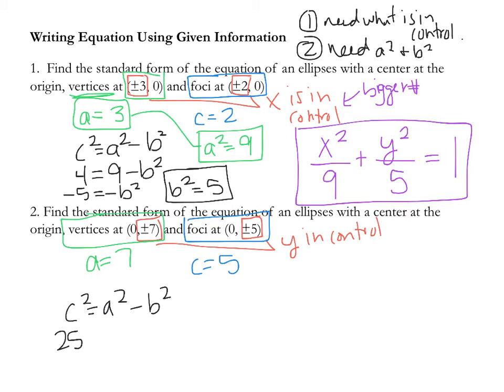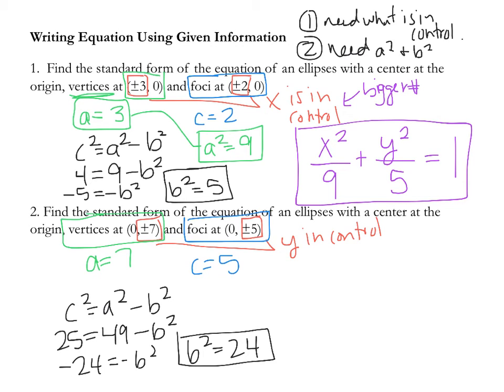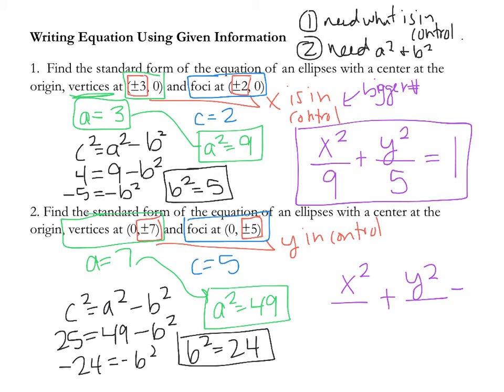So then we just got to use the formula, c squared equals a squared minus b squared. That's 25 equals 49 minus b squared. If I subtract, I get negative 24 equals negative b squared, which means b squared equals 24. So I know b squared is 24. And then I can figure out a squared is 49. And then I've just got to write my equation. I know it's going to start x squared over something plus y squared over something equals 1. You just have to figure out what number goes where. Because y is in control, the 49 this time, the bigger number is going under y. The 24 will go under x. And that will be my equation.